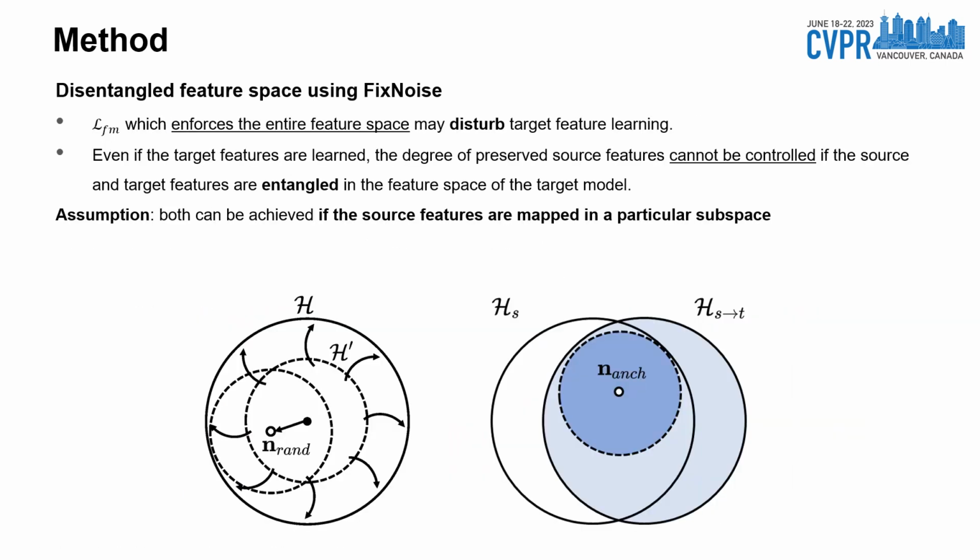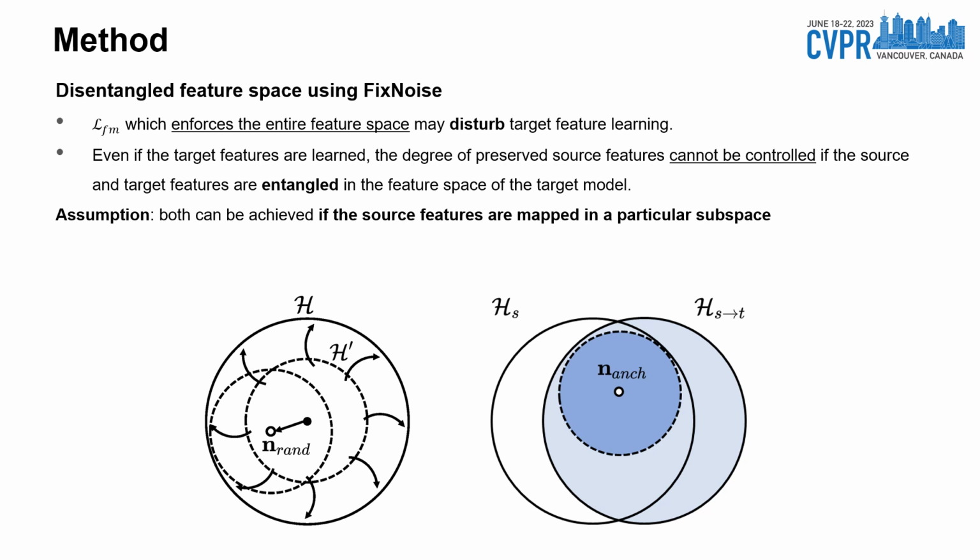The feature matching loss enforces the entire feature space of the target model to be the same as that of the source model when we naively apply the loss. This may disturb the target model to learn diverse target features that do not exist in the source domain. Even if the target features are learned, the degree of preserved source features cannot be controlled if the source and target features are entangled in the feature space of the target model.